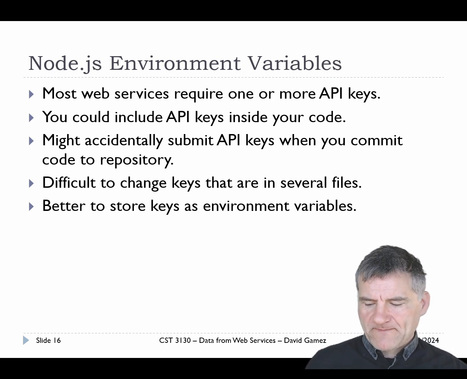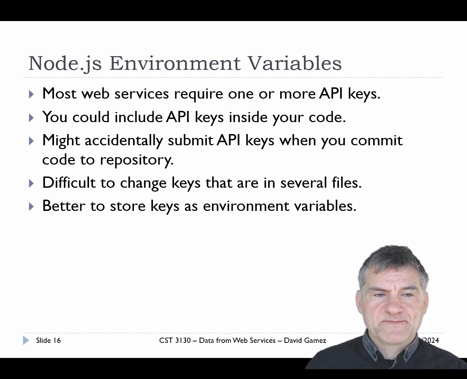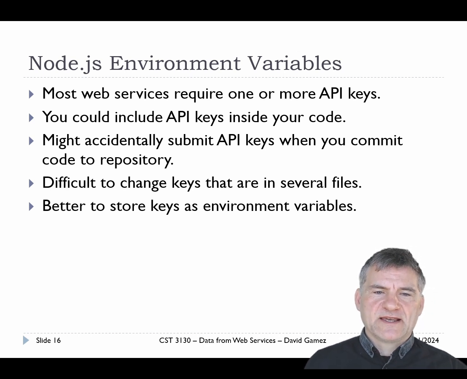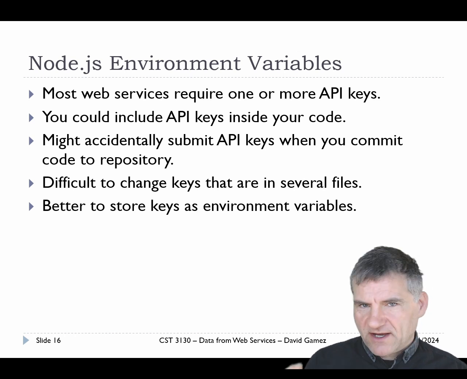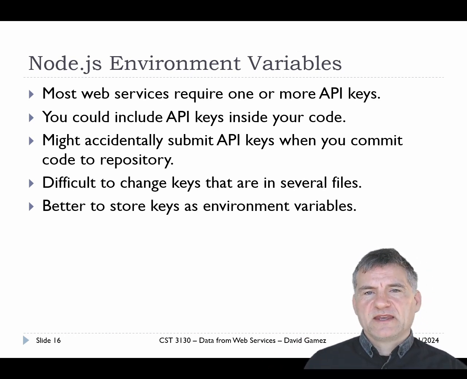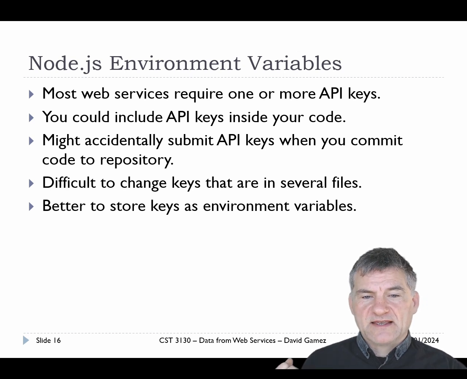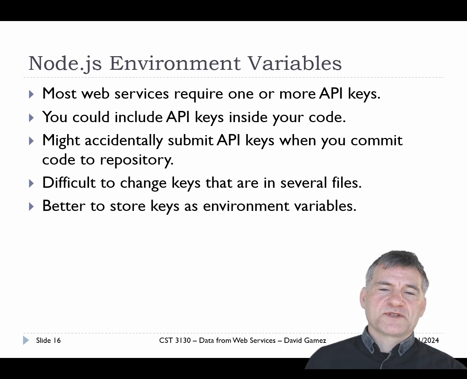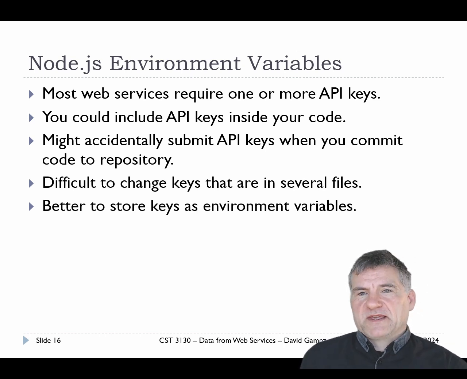environment variables. As I've explained, commercial web services in particular require one or more API keys. Now, you could just write them inside your code, but then if you're using a public repository like GitHub, you might accidentally submit those API keys when you commit the code to the repository. Also, when you submit your coursework, you submit it to me, right?